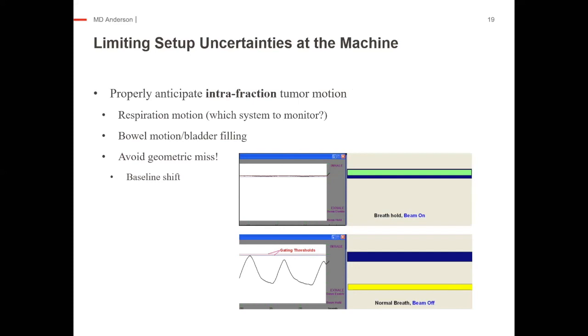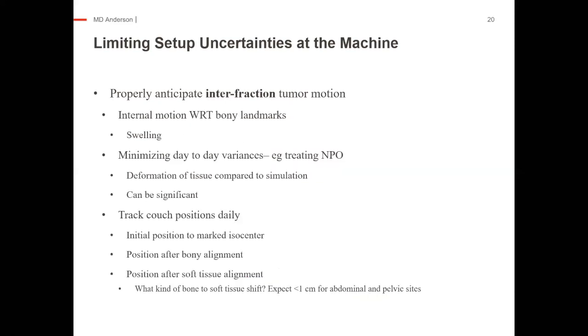We want to predict what kind of uncertainties we're going to have at the machine and try to limit those. This is what we just talked about. We want to anticipate the intrafraction tumor motion: respiration motion, which system you're going to use to monitor, any bowel motion or bladder filling, and we want to avoid a geometric miss. You also want to properly anticipate interfraction tumor motion. So this is from one day to the next.